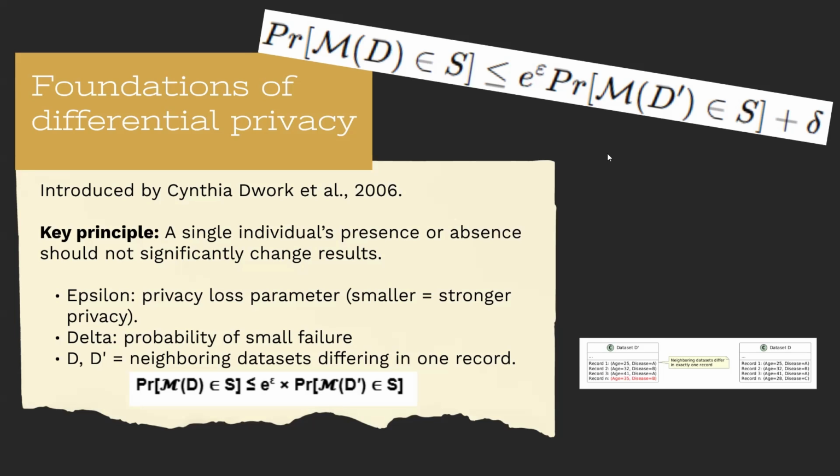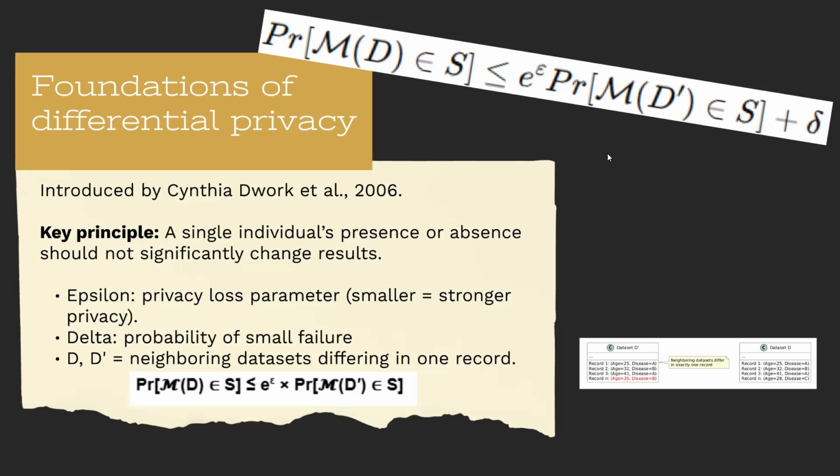Formally, for all possible subsets of outputs represented by S, and for any two neighboring datasets D and D dash, which you can see in the next slide, the probability that M of D produces an output in S must be at most e to the power epsilon times the probability that M of D dash produces an output in S. So mathematically, this is how the formula looks.